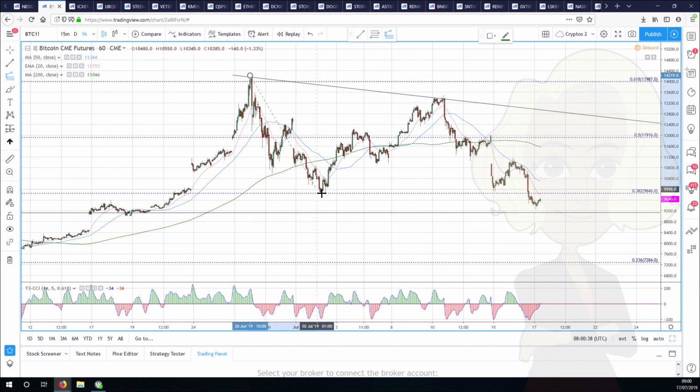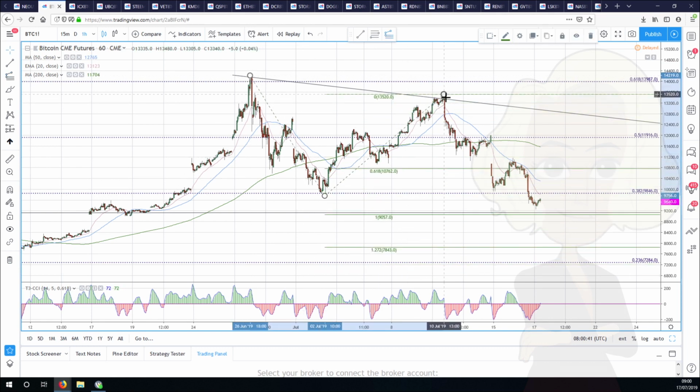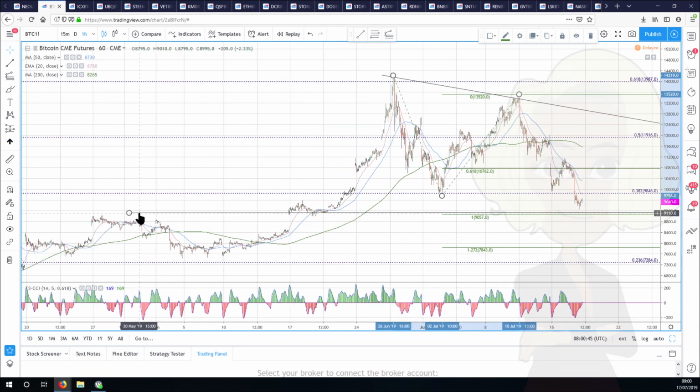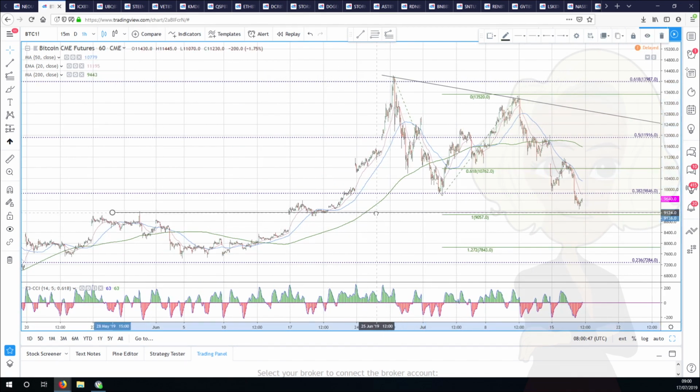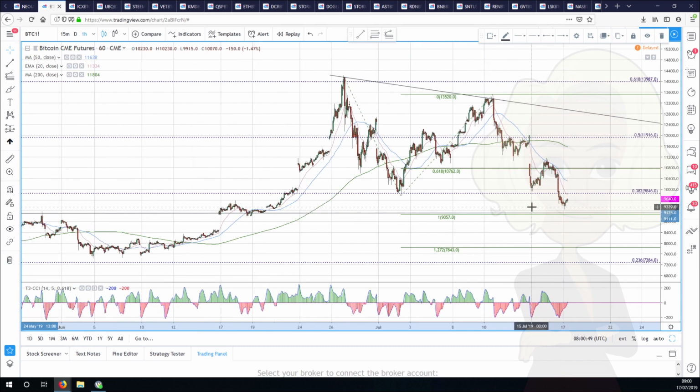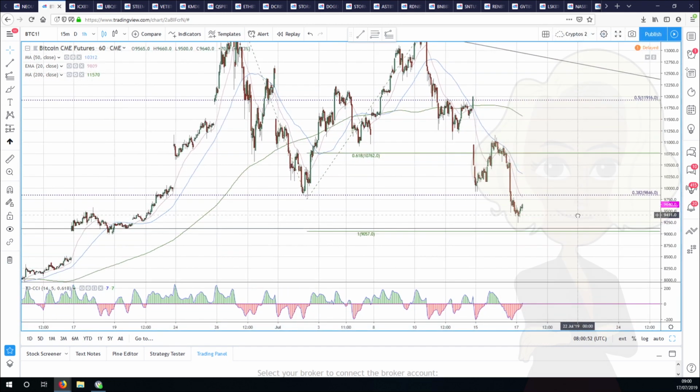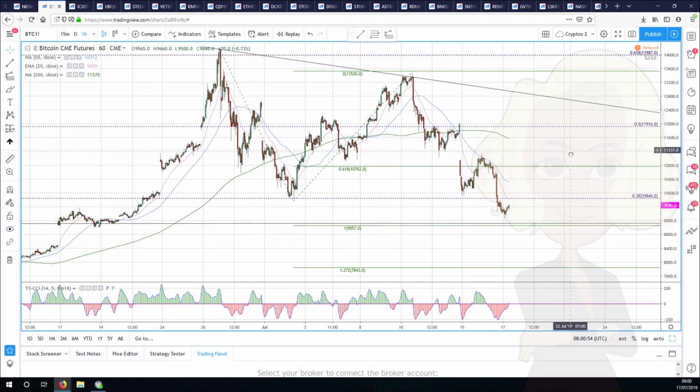Now, if I do that here in the Bitcoin futures, that gives us 9,057, which lines up very nicely with the support and resistance level around 9,000. It would work as a big round number as well. So there's a lot of reasons to like this.